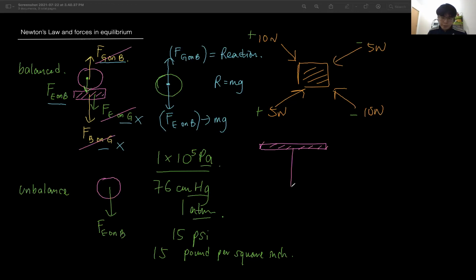Here we have a string hanging an object. What are the forces acting? We have mg on the ball, and we have tension, right? Tension is developed in the string.